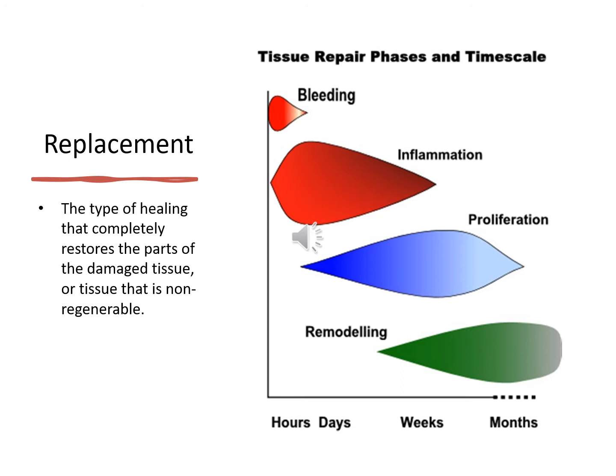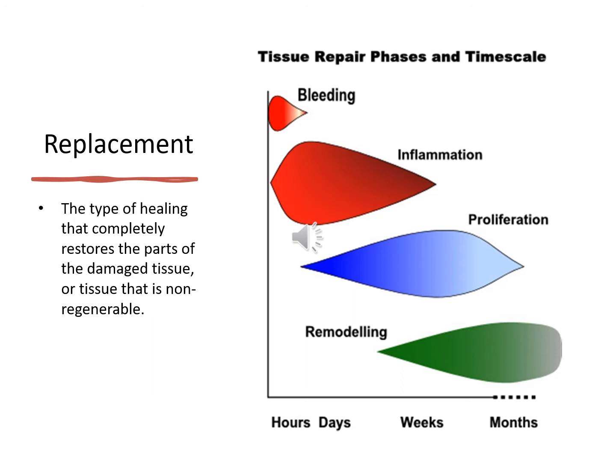It needs to completely restore some part of that tissue, depending on the organ or tissue that's damaged, or tissue that is non-regenerable. Okay, so we'll have a look at non-regenerable soon. So these are the phases, and try and think of an example. I'm sure everyone's had an injury or an operation or something like that, and you may have seen some of these yourself.